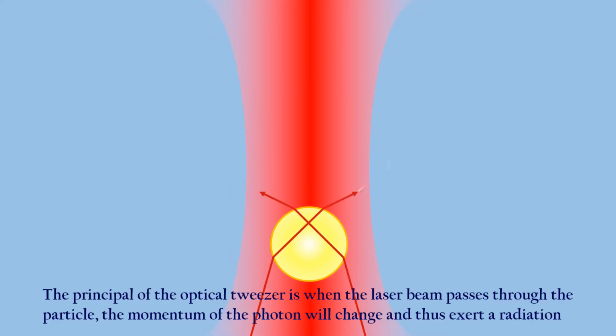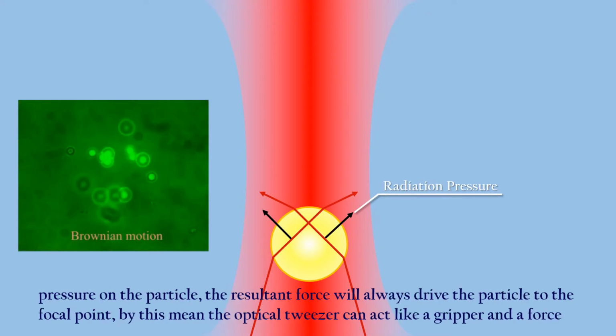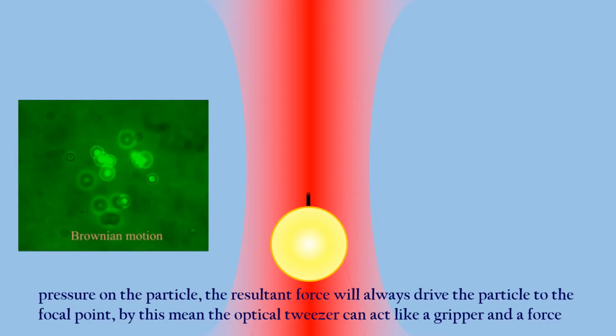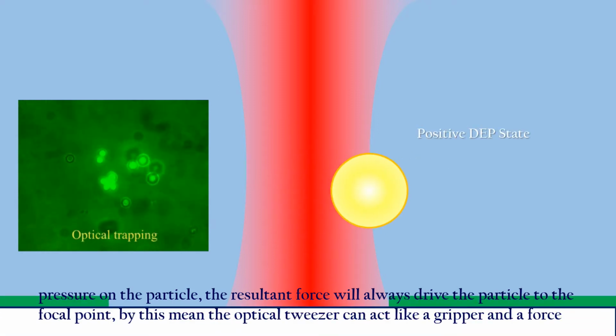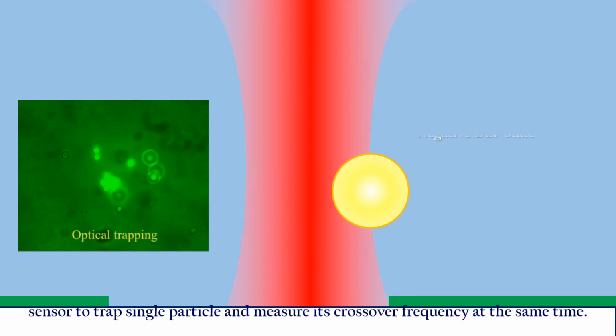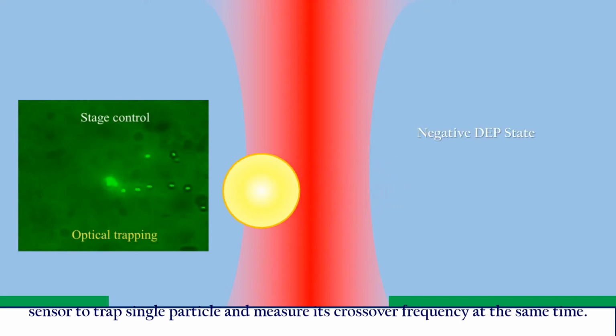The principle of the optical tweezer is that when the laser beam passes through the particle, the momentum of the photon will change and thus exert a radiation pressure on the particle. The resultant force will always drive the particle to the focal point. By this means, the optical tweezer can act like a gripper and a force sensor to trap a single particle and measure its crossover frequency at the same time.